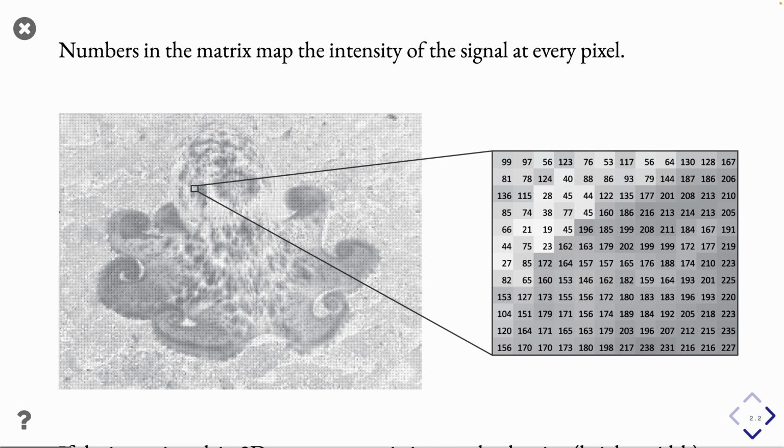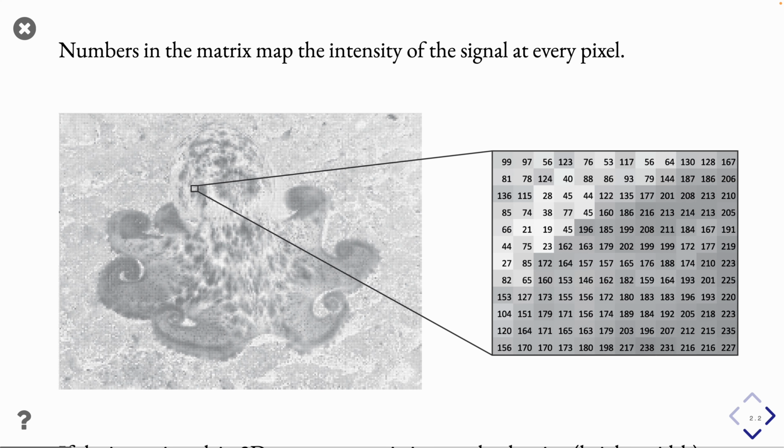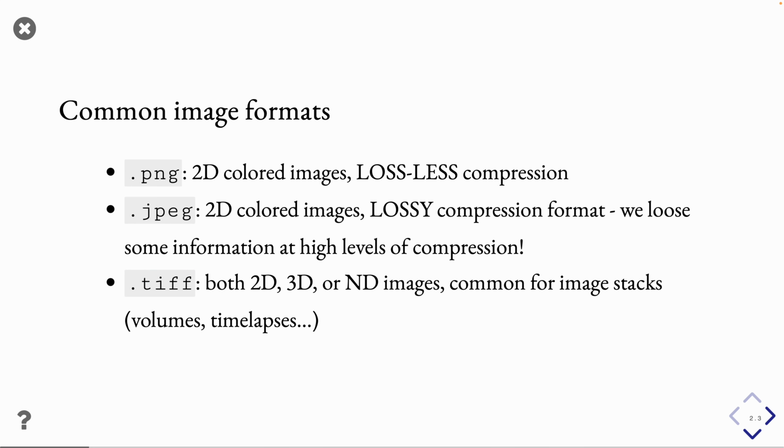So an image consists of all those pixels, and a number in each pixel that describes the intensity of the image. In this case, this is a grayscale image, so there's only black and white information, but this could be a colored image, and so we would have information about colors on different channels. The most common formats we read images from are, I'd say, probably PNGs, which are usually two-dimensional and colored images.